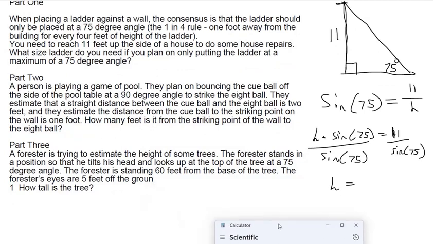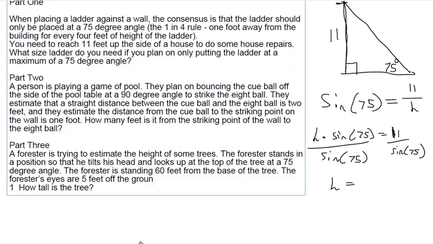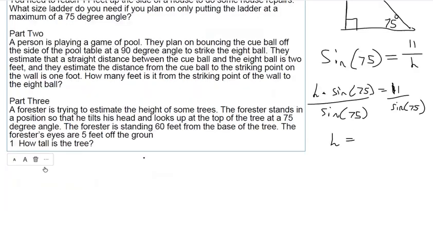Part 2, they're playing a game of pool. They're bouncing a cue ball off the side. So pool is a game with a rectangular table, right angles all over the place. They're going to bounce the cue ball off the side of the pool at a 90-degree angle. So here's the path of my ball to strike the 8 ball.